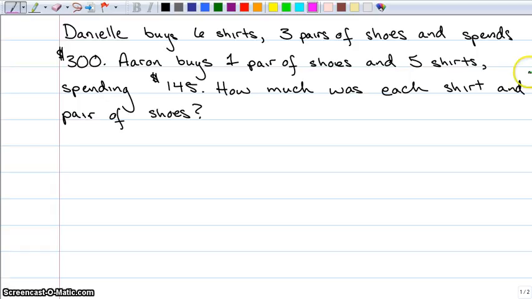I'm going to go ahead and get started by talking about the first problem. First problem says that Danielle buys 6 shirts, 3 pairs of shoes, and spends $300. All I want you to do with that first sentence is write an equation. You have $300. That has to be the total. Now, what I'm telling you is that she bought 6 shirts and 3 pair of shoes. I'm going to label them with X and Y. Adding them together, that's how I get 300.